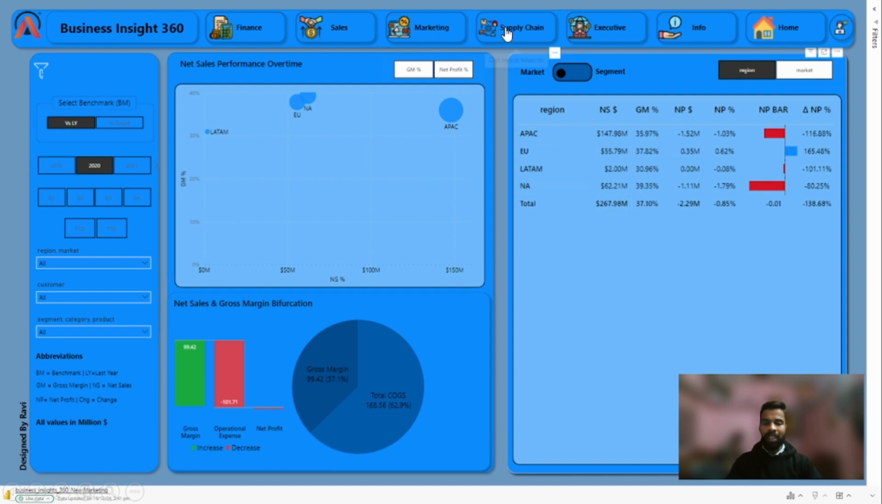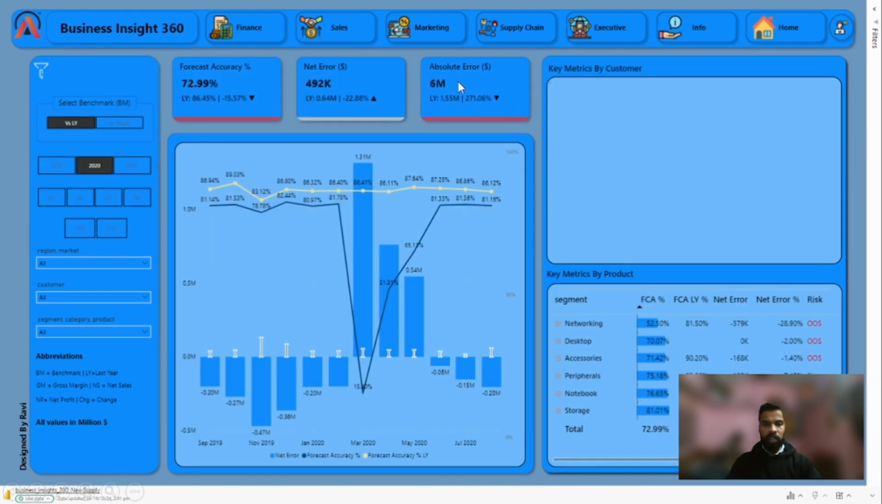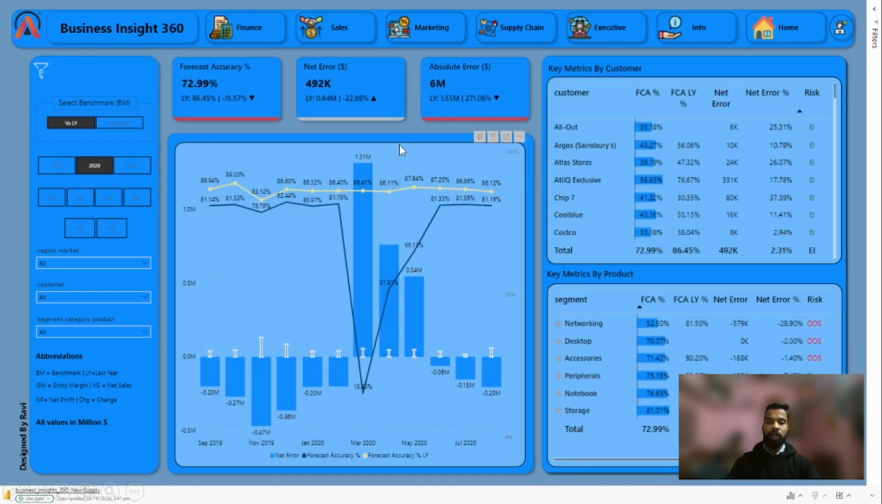So now we'll switch to supply chain. This is for company executives. Here we have forecast accuracy, net error, and absolute error. These are the KPIs for this. And in blue we have a label for last year. First, for forecast accuracy, last year was 86.45%, but for this selected year 2020, it is 72.99%.